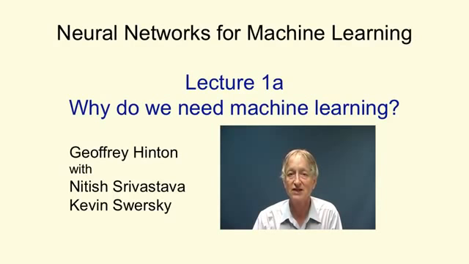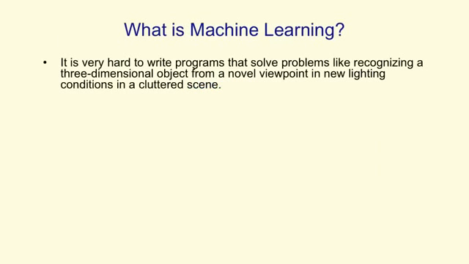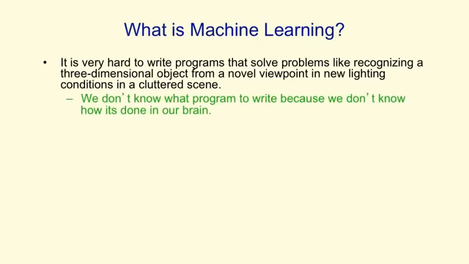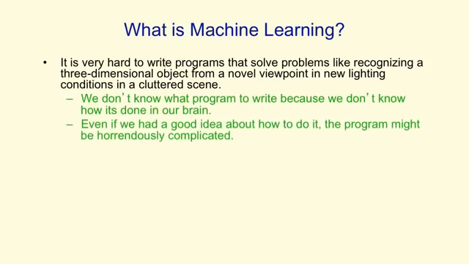Before we get into the details of neural network learning algorithms, I want to talk a little bit about machine learning, why we need machine learning, the kinds of things we use it for, and show you some examples of what it can do. So the reason we need machine learning is that there's some problems where it's very hard to write the programs. Recognizing a three-dimensional object, for example, when it's from a novel viewpoint in new lighting conditions in a cluttered scene, is very hard to do. We don't know what program to write because we don't know how it's done in our brain. And even if we did know what program to write, it might be that it was a horrendously complicated program.